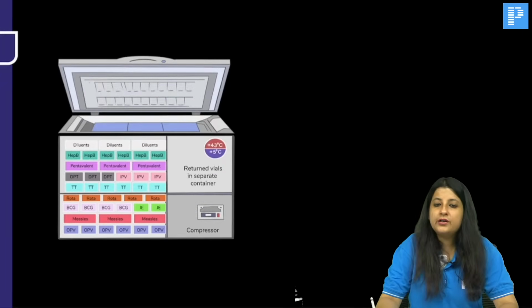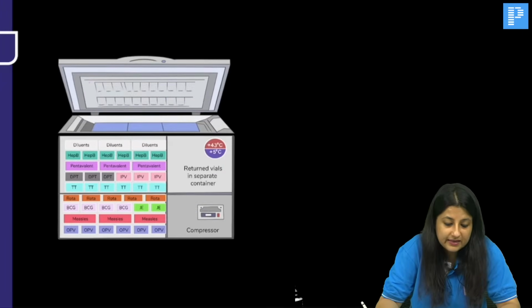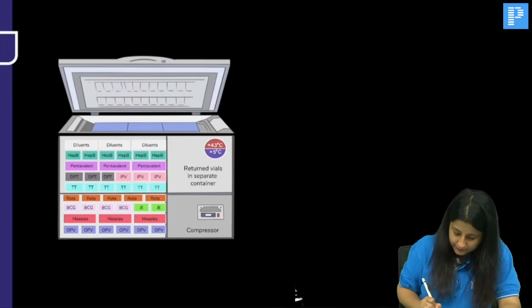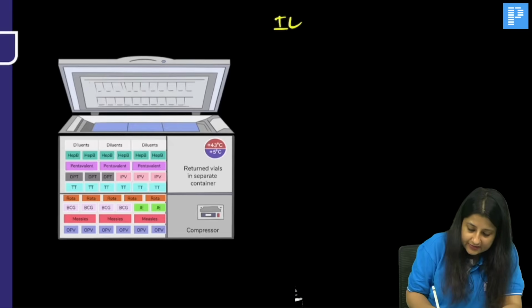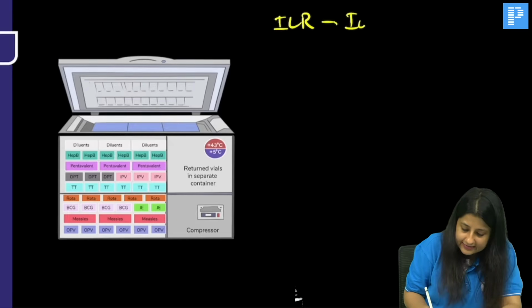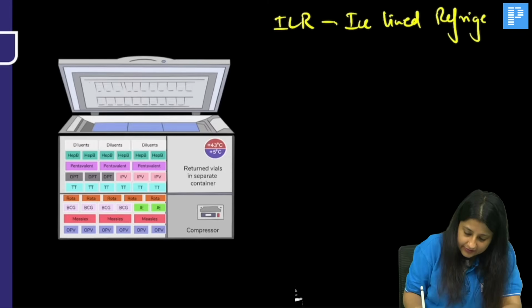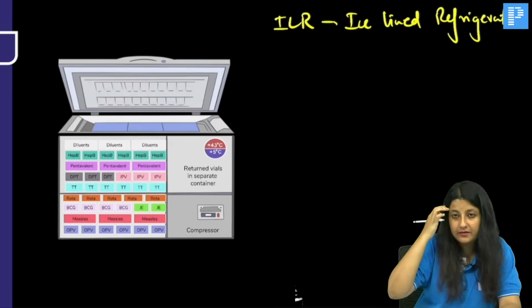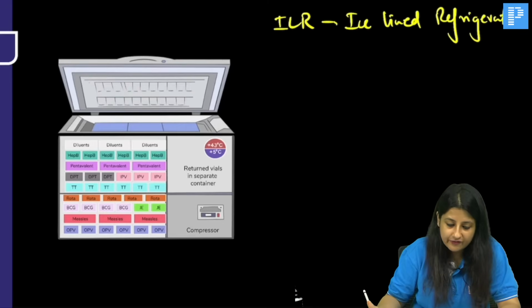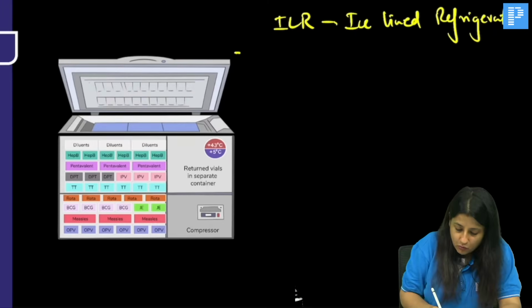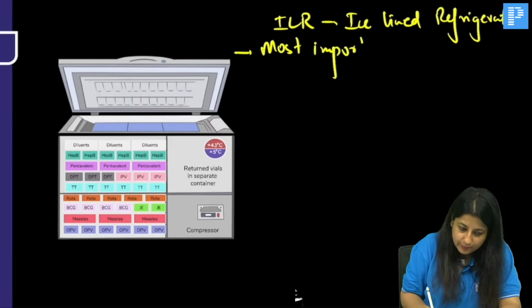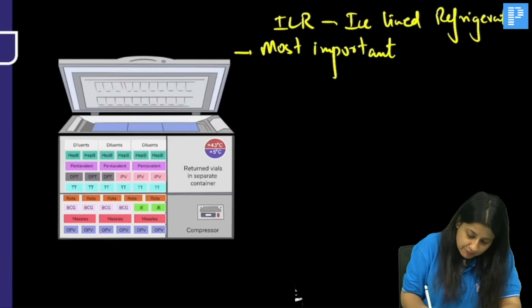Okay. What do you have to know about this? What is the name of this equipment, guys? Couple of questions from this. This is an ILR, ice-lined refrigerator. Now, first question with this: this is the most important equipment of the cold chain. सबसे important equipment है cold chain का.